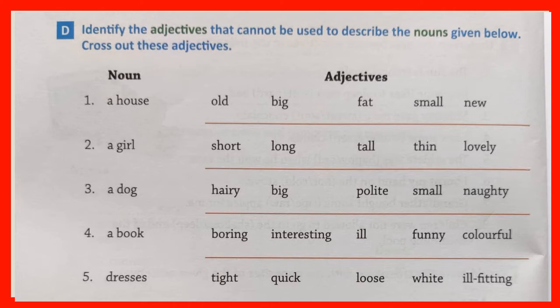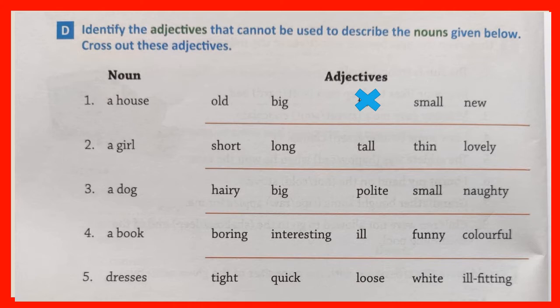Number 1, a house. Now the adjectives are old. A house can be old. Okay. Big. Yes, a house can be big also, right? Fat. Can a house be fat? No. So put a cross. Small. A house can be small, right? And new. A house can be new also. So what was the incorrect adjective used here? Fat. So now you understood how we have to do it.